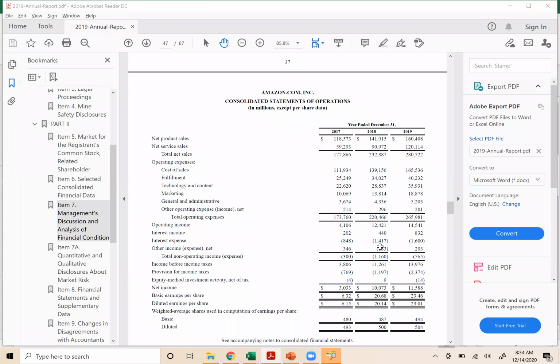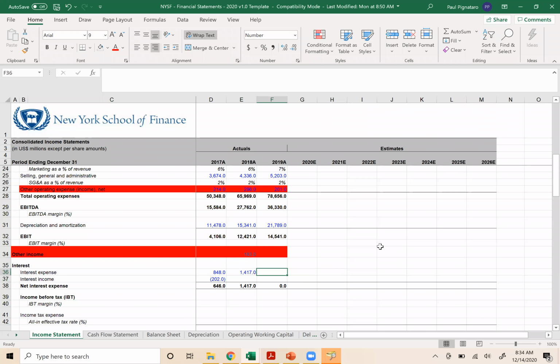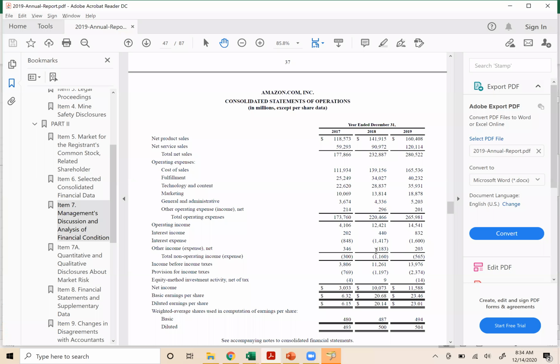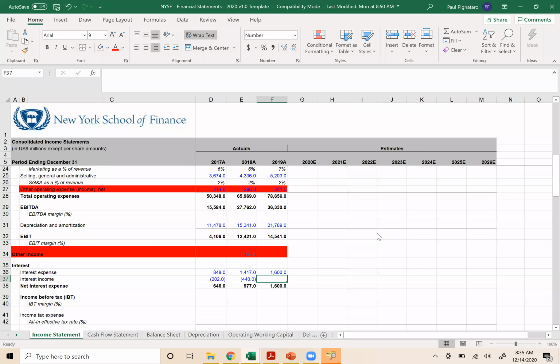So this is plus 1417. This is plus because it's an expense, 1600, okay? And this, flip the signs, sorry, minus 440. And this is minus 832.